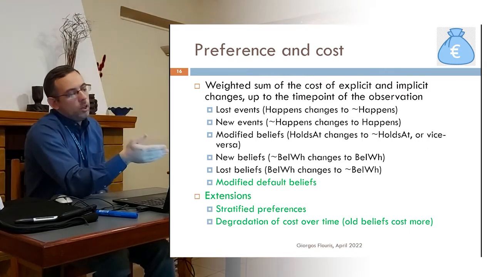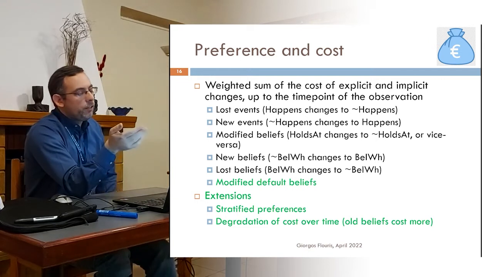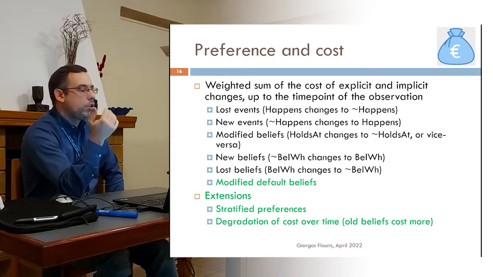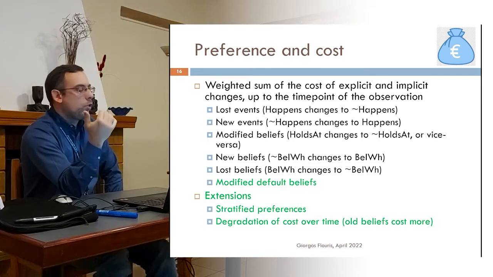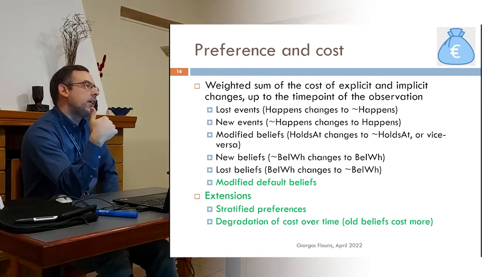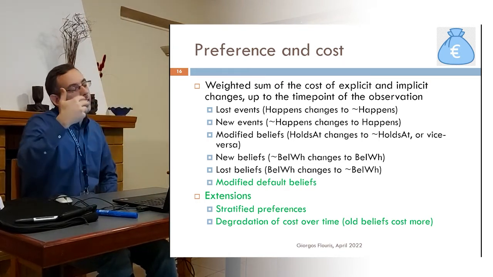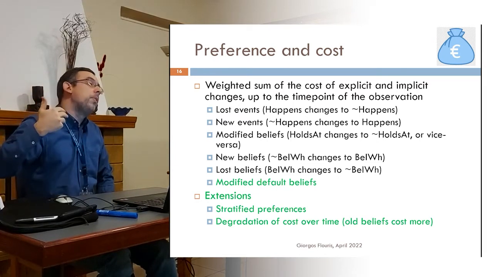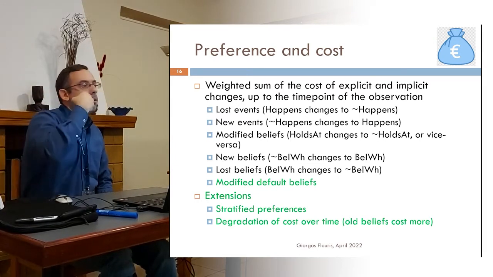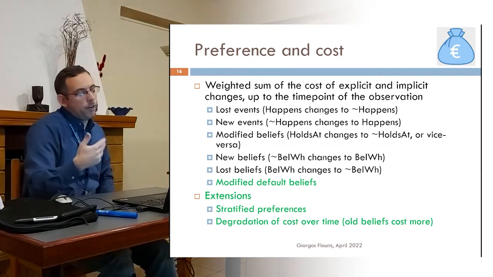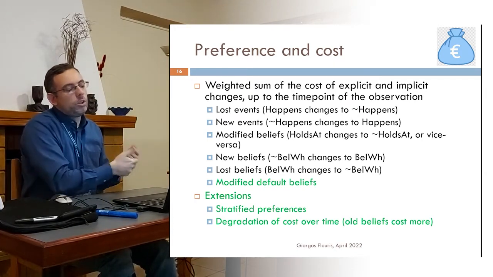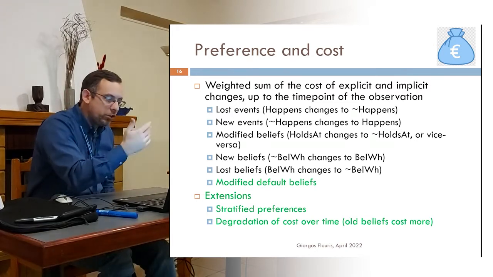And also, we consider a linear function in which we degrade the cost over time, which means that older beliefs actually cost more than newer ones, in the sense that beliefs that we have had for a long time are considered more entrenched, more correct than the newer ones, and therefore we are less inclined to remove them or change them.